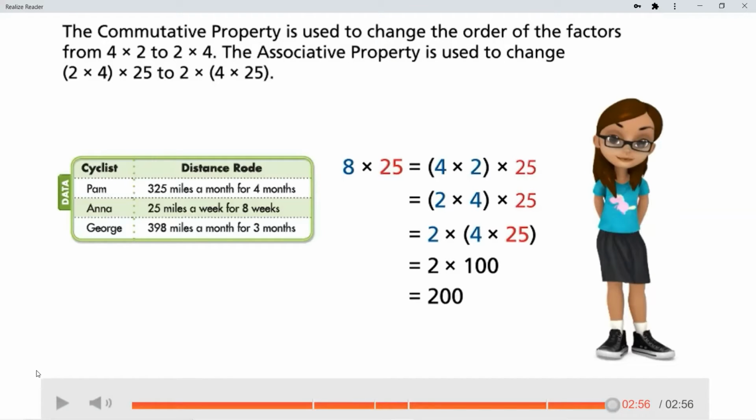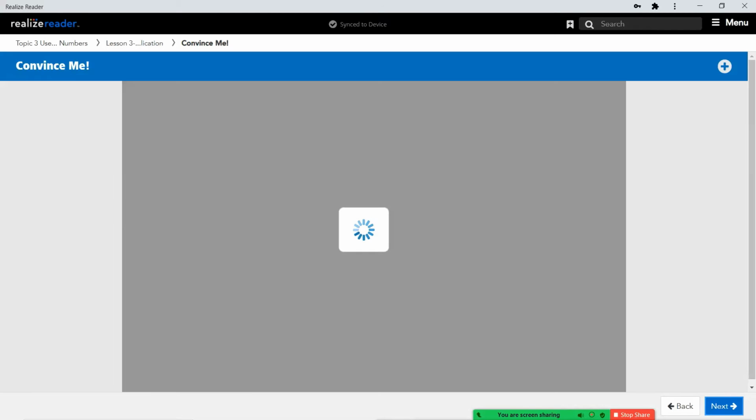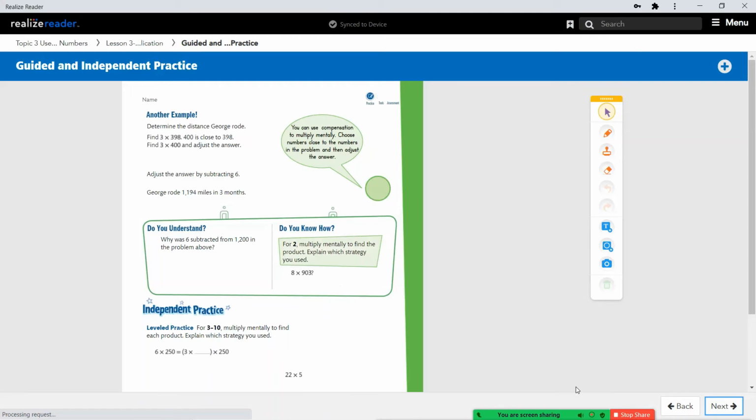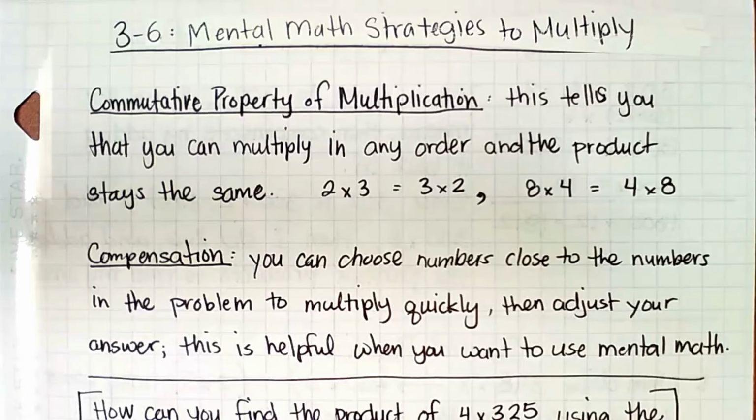All right, now before we get into our guided practice, we're going to go ahead and take a look at our notes for this section. Now for this lesson, 3-6, mental math strategies to multiply, we're going to first take a look at the commutative property of multiplication. This tells you that you can multiply in any order and the product stays the same. So 2 times 3 is the same as 3 times 2. 8 times 4 is the same thing as 4 times 8.